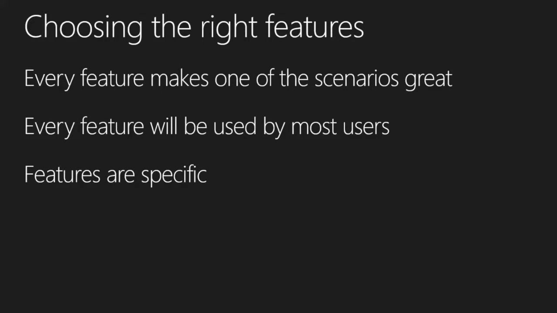So how do you choose the right features? Every feature makes one of the scenarios great. This is a good point. If your feature is not making that scenario great or improving it or enabling your users to facilitate that scenario, then maybe it's not a great feature for this list. Every feature will be used by most users. Again, you want to add features that are relevant to the overall application. If they are very specific, esoteric features that are potentially only ever used once or twice, those might not be ones that you want to add here. And of course, you want to be specific with your features. Broad level features might be more of a scenario.